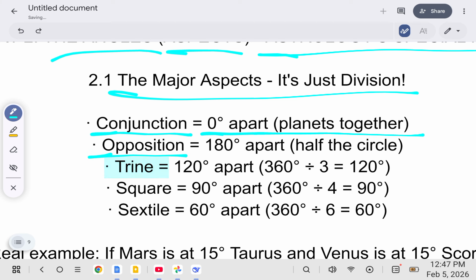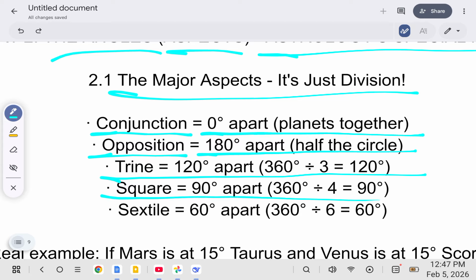Opposition. What does that mean? It's 180 degrees apart, half the circle. A trine is 120 degrees apart. 360 degrees divided by 3 equals 120 degrees. A square is 90 degrees apart. So 360 degrees divided by 4 equals 90 degrees. And sextile, 60 degrees apart. It's 360 degrees divided by 6 equaling 60 degrees.